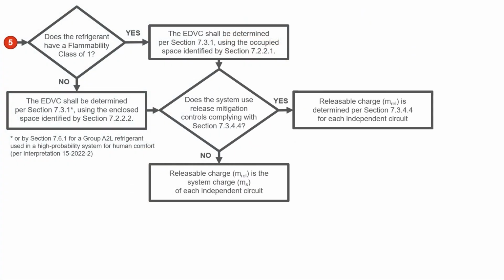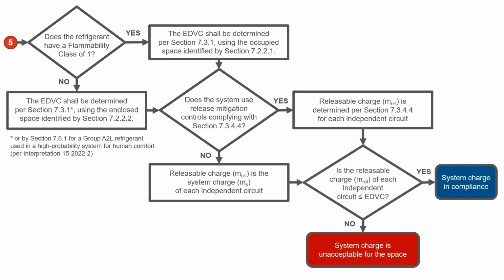Next term, the releasable refrigerant charge depends on whether or not the system uses release mitigation controls, which limit the release of refrigerant by automatically isolating leaking pipe or equipment. In either case, the releasable charge must be no greater than the EDVC in order for the system to be in compliance. Now let me bring in Chris Williams here for a second for some help.